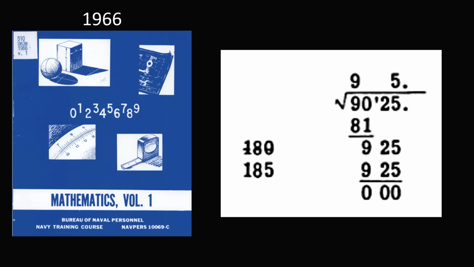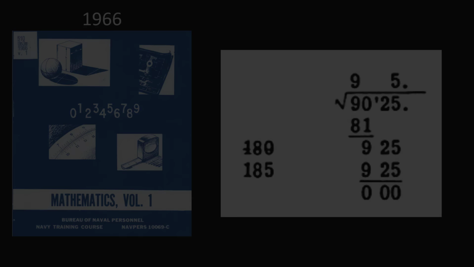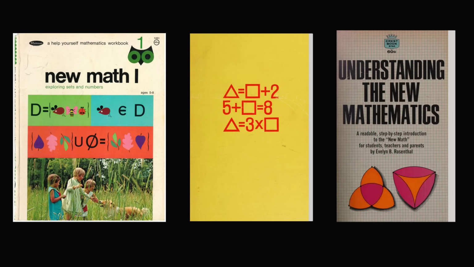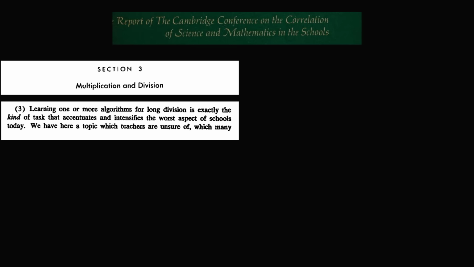But something happened in America in the 1960s called New Math, where instead of focusing on the traditional techniques and calculations, they decided to talk about things like set theory, understanding, and different number systems. As a consequence, they had a different focus. When they were talking about multiplication and division, for example, they were talking about why learning the algorithm for long division is not a good idea.